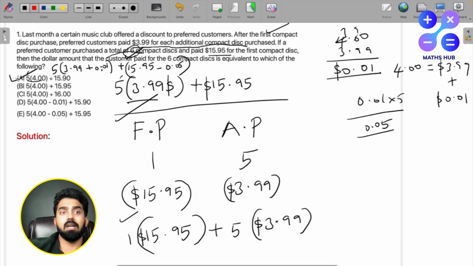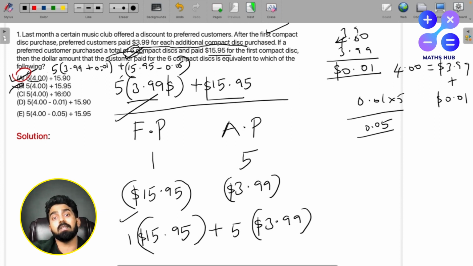In an exam, I would directly go for this answer, but let's just check the other answers and see why they won't be the answer. Here the second option is 5 into 4.00 plus 15.95. The second term is 15.95, that's confirmed, but the first term is 5 into 4, and this is 5 into 3.99, so of course it's not the answer.